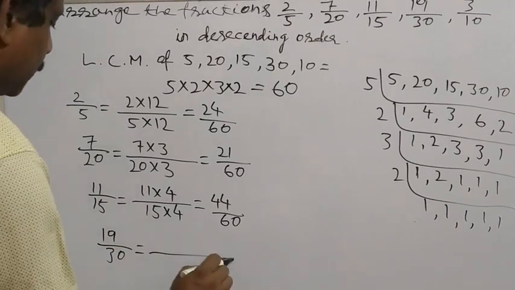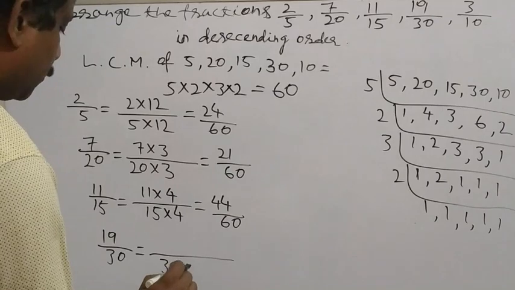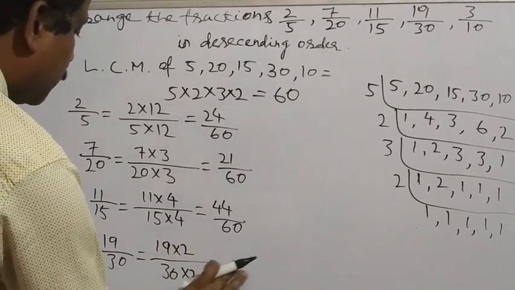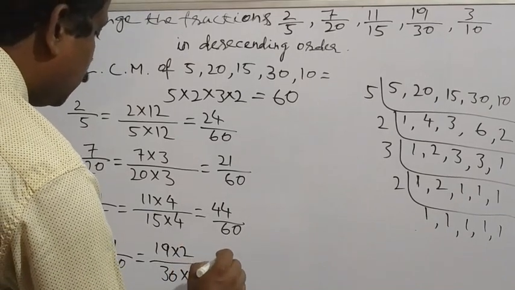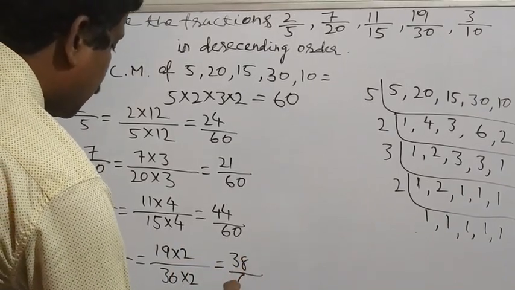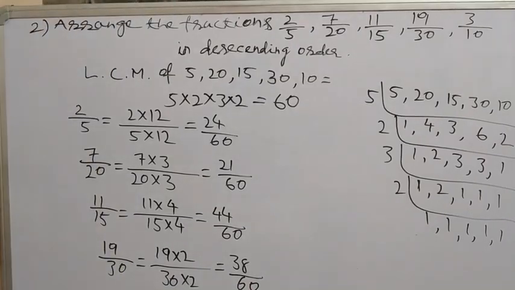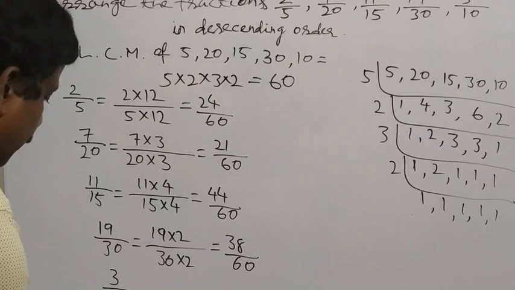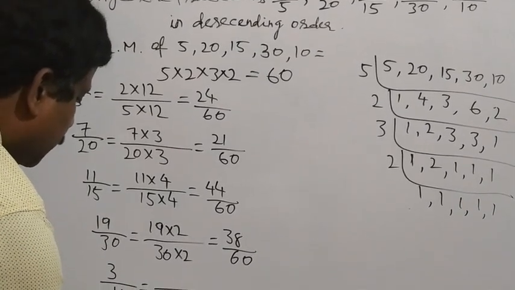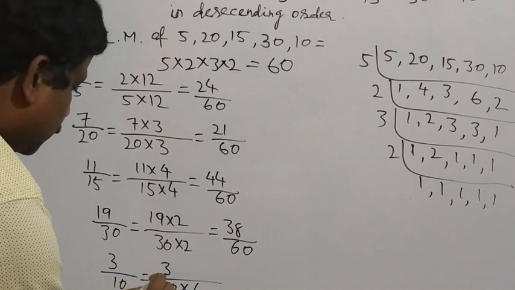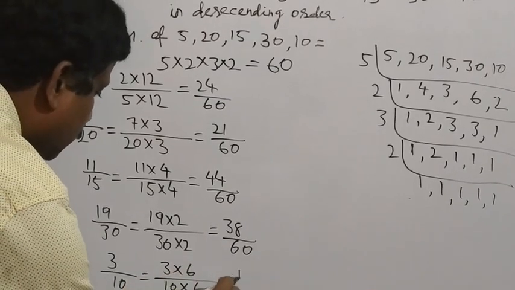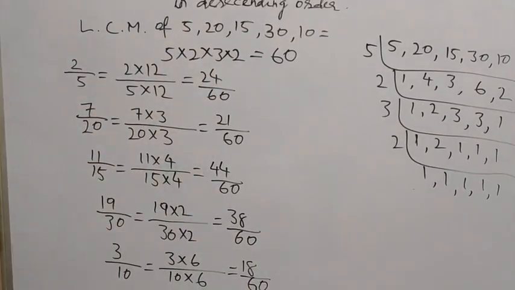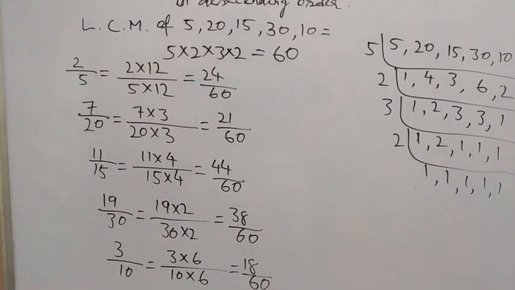The next number is 19 by 30. What will we multiply? 30 into 2 gets 60. So 19 also you multiply by 2, so it becomes 19 into 2, 38 by 60. Then the next one, the last one, 3 by 10. What do we multiply 10 by to get 60? 6. 3 into 6, so it becomes 18 by 60. So you got all like fractions, or not? The denominator is the same everywhere, 60.